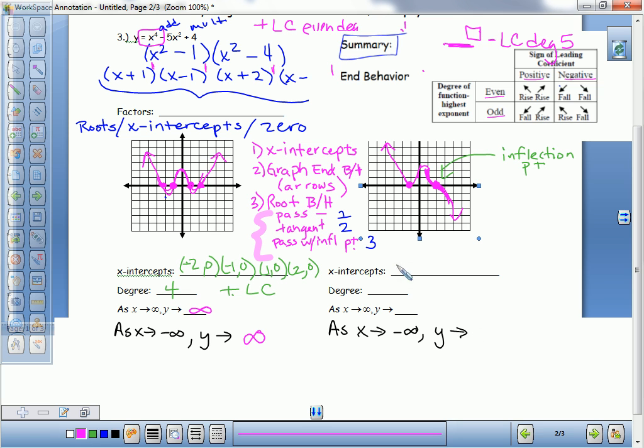Alright, now this one we only have the two x-intercepts at -1, 0, and at 2, 0. This one had a degree of 5 and a negative leading coefficient. This one, as we approach negative infinity, it was approaching positive infinity. And as we approach positive infinity, it was approaching negative infinity. If you got those backwards because I ordered them backwards, don't worry about it.